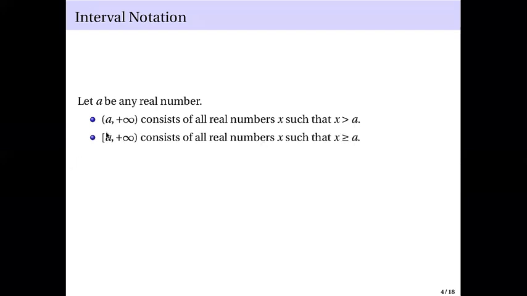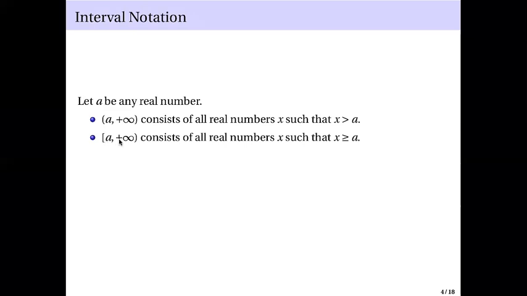So let A be any real number. Then this, the open parenthesis A comma plus infinity, close parenthesis, consists of all real numbers x such that x is greater than A. So it's any number that is greater than A. And if we have this, we close A.